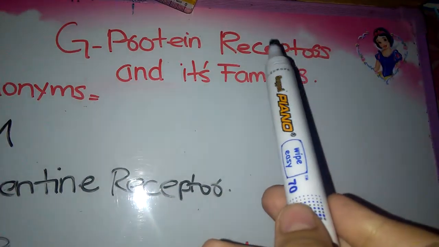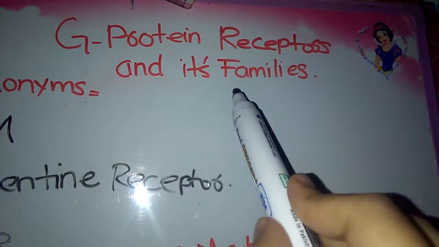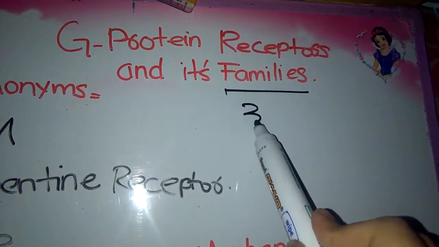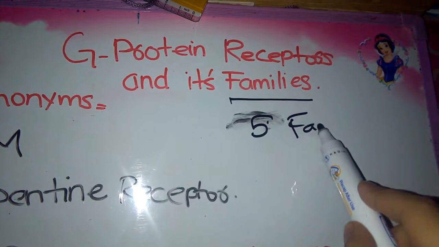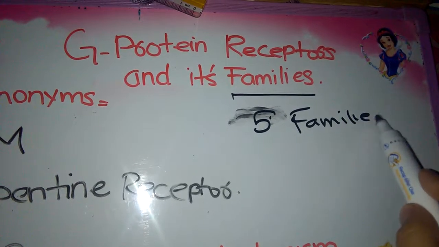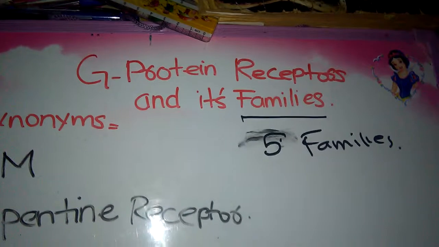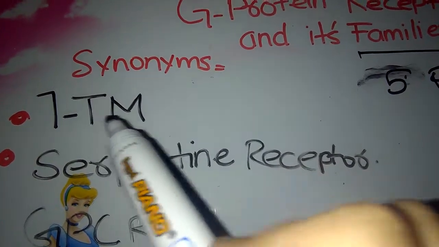G protein receptors and their families. It has basically three families. No, actually more. It has 5 families. G protein receptors are also sometimes referred to as 7TM.